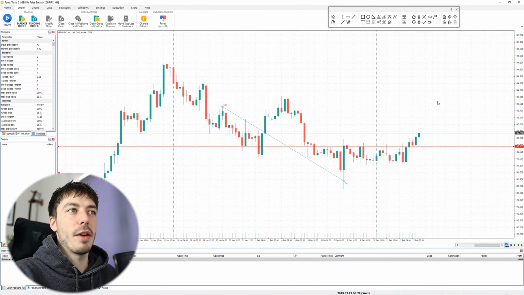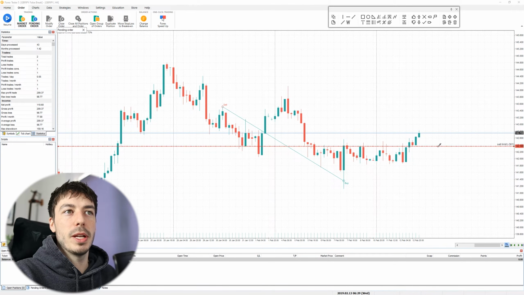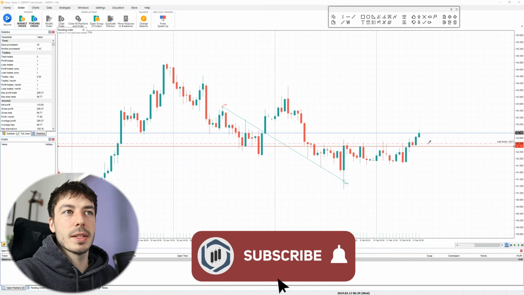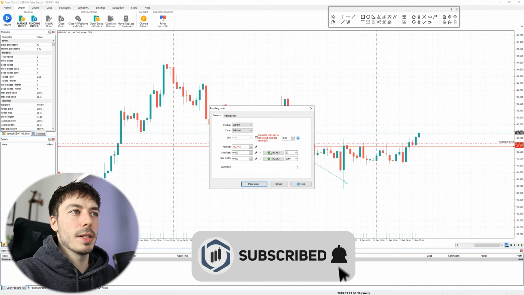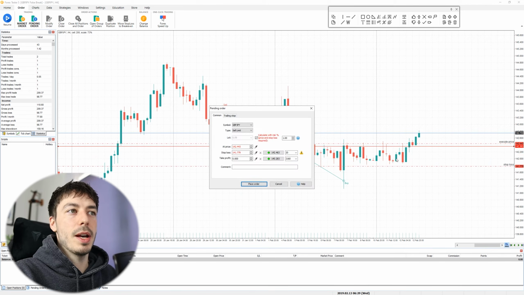So on the retest of this level, we can be looking for a potential continuation to the upside. So again, pending order, I'm going to put this on the wicks, just because there's quite a few wicks there. The stop loss is just below the low there. This is going to be a buy limit. So 1% again, so we're looking to get in at 44, and the stop loss is up at 78, call that.